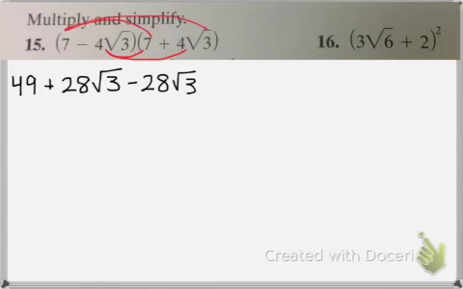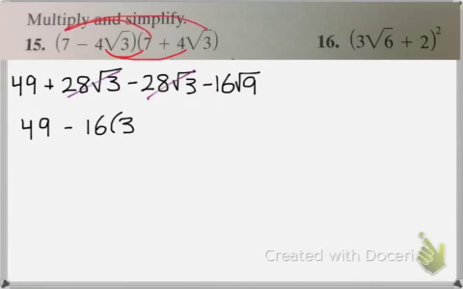And the last two, it's going to be negative 16 root 9. And then we simplify where we can. So I see that these two cancel out. And I know that square root of 9 is 3.